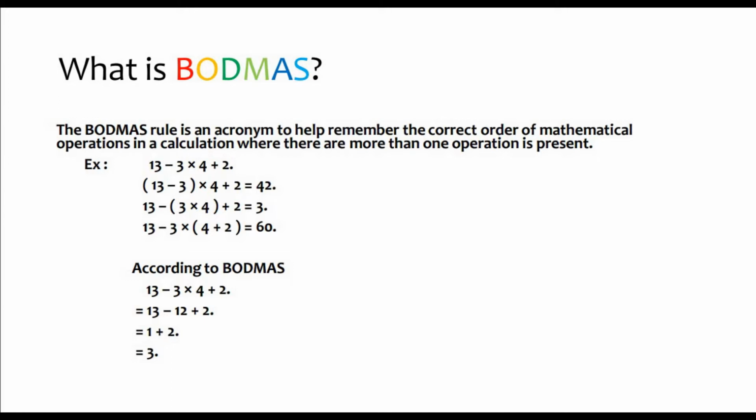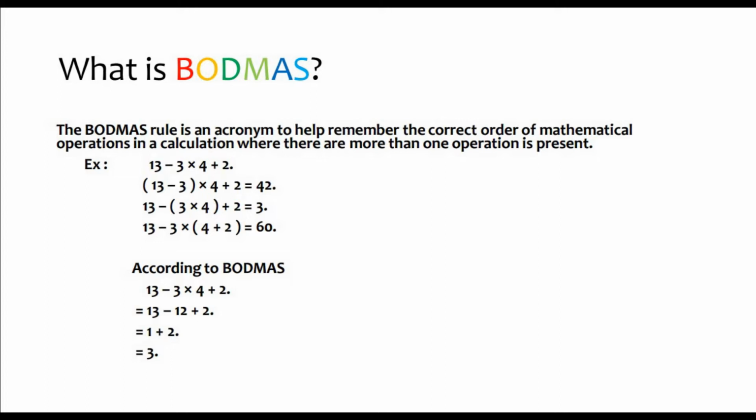What if we do not follow any order? Let's look into it with an example. Here I have taken a calculation which is 13 minus 3 multiplied by 4 plus 2. As you can see, there are three operations here: subtraction, multiplication and addition. So without following any rule, if we prioritize according to what we feel is easy or right for us, let's prioritize the subtraction first: 13 minus 3 is equivalent to 10, multiplied by 4 is 40, plus 2 becomes 42.